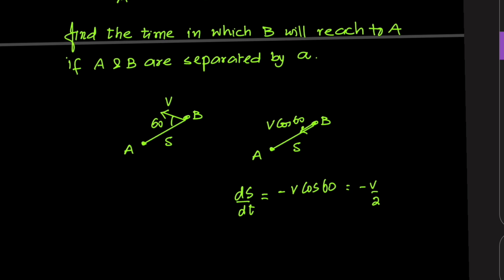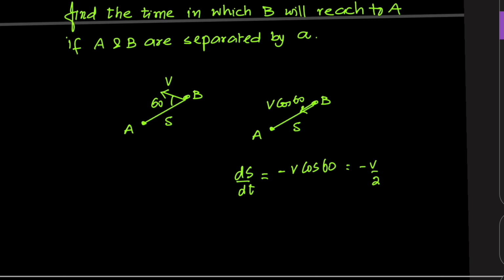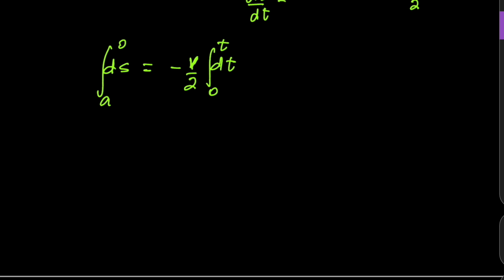So this equation suggests that the separation is decreasing every second by an amount equal to v by 2. If we cross multiply, it will come equal to this, then integrate both sides. When time is 0, the initial separation is given as a, so these are the lower limits. When time is t, then the separation becomes 0. So I am taking time t as that time in which A and B meet, and on solving this we get that time. So that time is 2a by v.